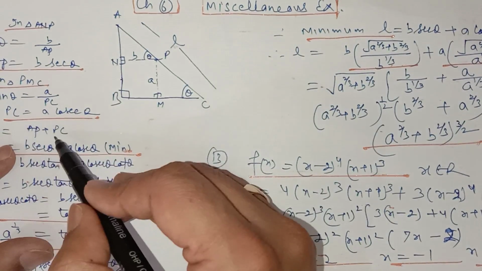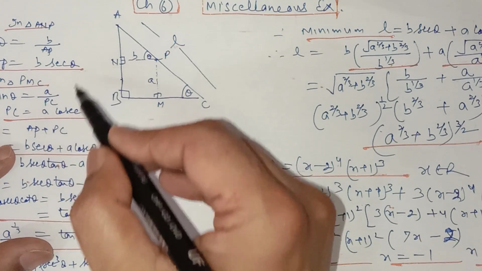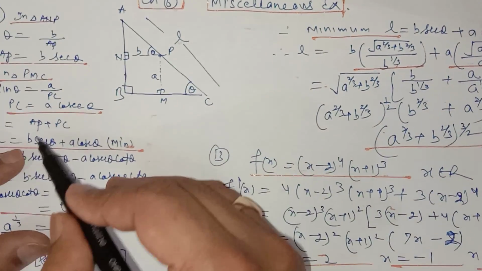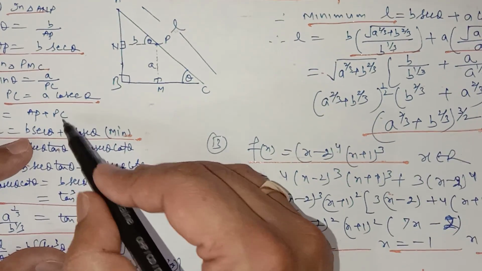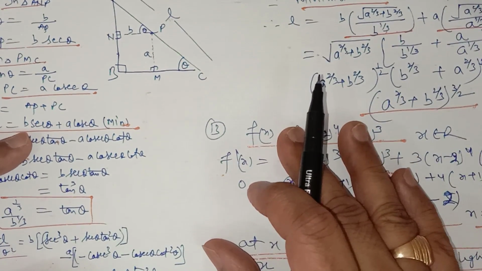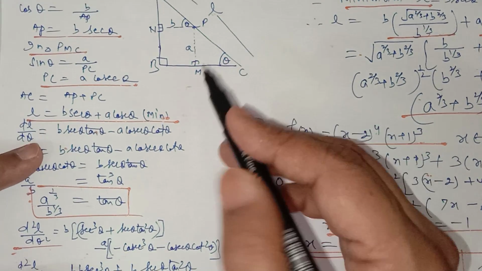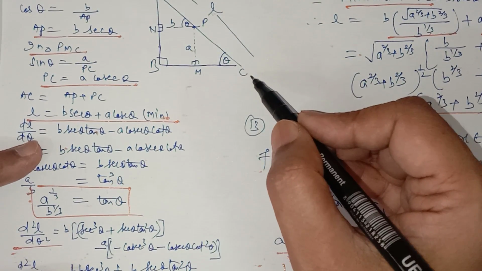So the lengths of PC and AP are B sec theta and A cosec theta. That is, AC is AP plus PC, where AP is B sec theta and PC is A cosec theta. And you have to show that it is minimum, its minimum length. Let this AC be L.